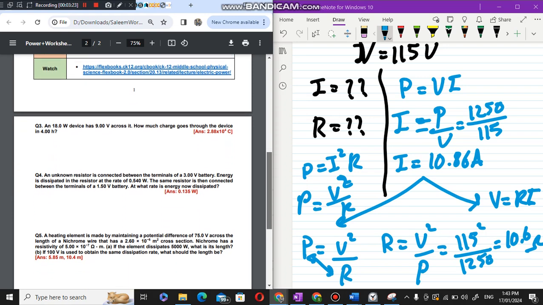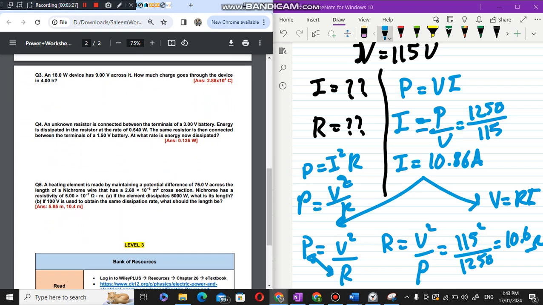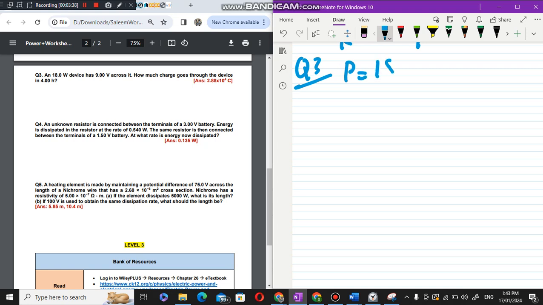How much charge? Okay, question 3 and 4. So in question 3 they are saying the following: they gave us power and it's given as 18 watts, and they told us we have 9 volts across it, so they gave us the voltage, which is 9 volts. They are saying how much charge goes through the device in 4 hours.